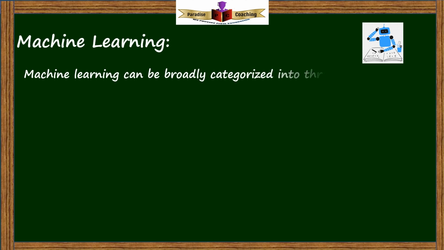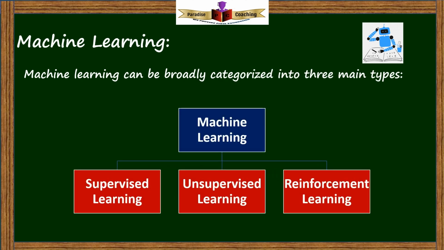Machine learning can be broadly categorized into three main types. 1. Supervised learning. 2. Unsupervised learning. 3. Reinforcement learning.